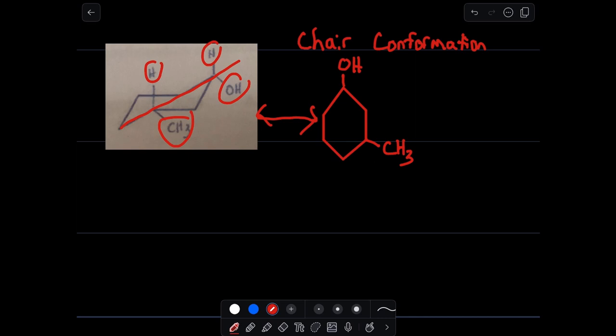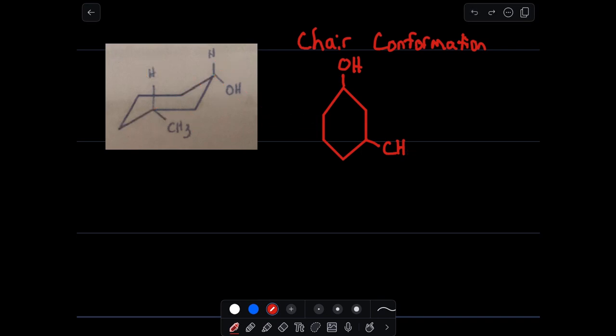It's impossible to tell, if you draw these hydrogens out here, which side it's on. You can look at this hydrogen and think it's on the front or the back. You can look at this methyl. So in order to see that stereochemistry, we have that shape on the left called the chair conformation.